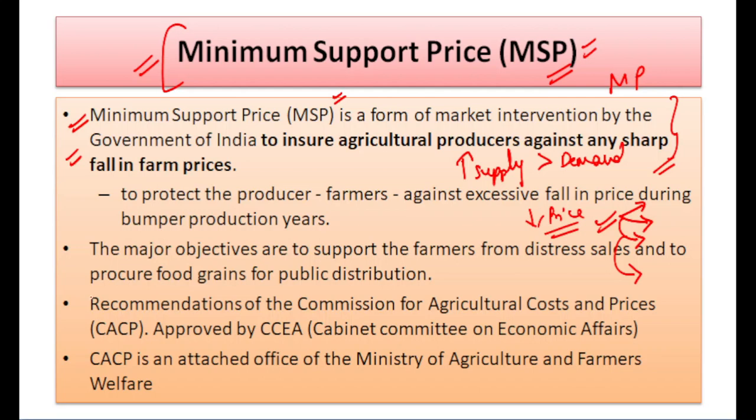The main points here for prelims are: it is recommended by the Commission for Agricultural Costs and Prices, that is the CACP, and it is approved by the Cabinet Committee on Economic Affairs. So in prelims they might ask a question where they say that it is recommended by CCEA. No, it is recommended by CACP but approved by CCEA. So you have to be careful with the words recommended and approved. And CACP is an attached office in the Ministry of Agriculture and Farmers Welfare. So again here they can twist the statement by giving it is a statutory body. It is an attached office.